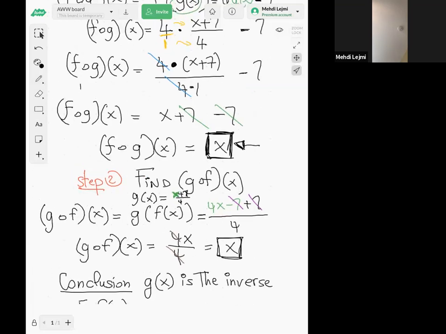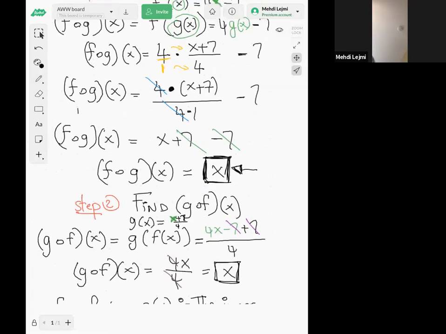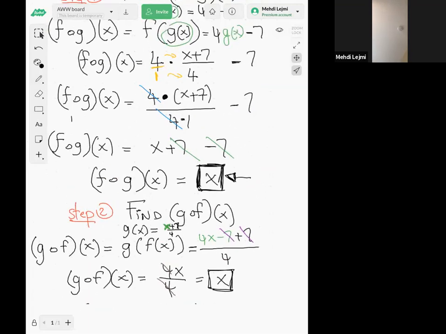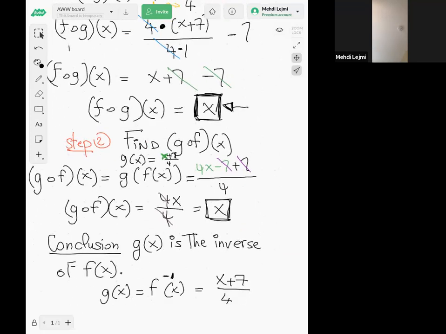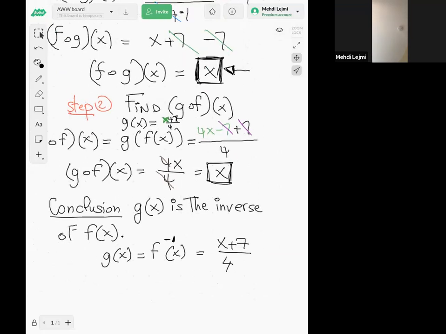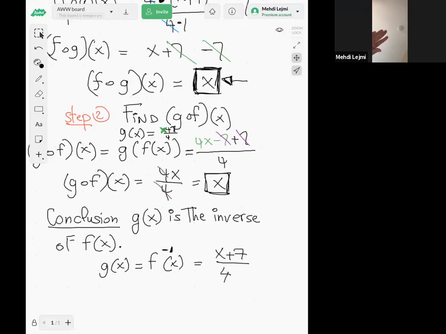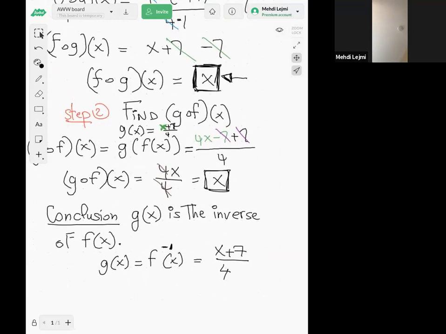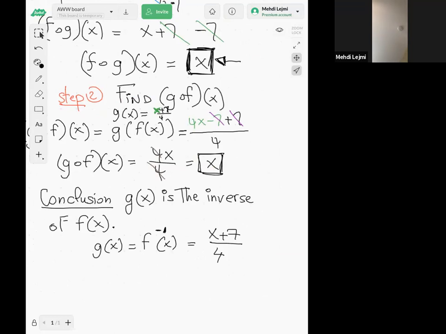Yeah, I went very fast with this example because we did a lot of examples with this composition. But anyway, the idea is you have these 2 steps, and in both steps, when you compose f with g or g with f, you're supposed to get x. And if in one of the steps you don't get x, then your g is not the inverse. Okay, so let me do another example now. This was an example where g is the inverse of f.